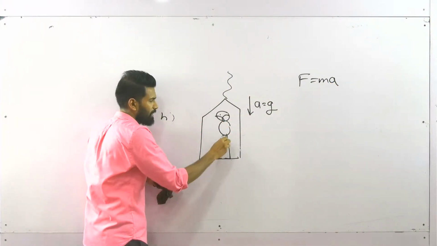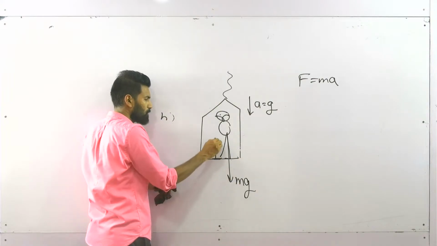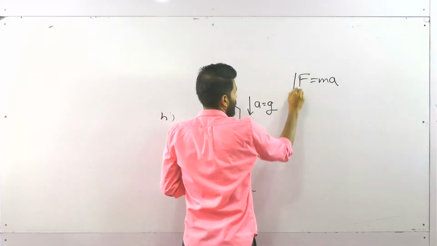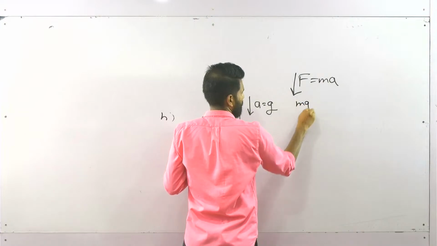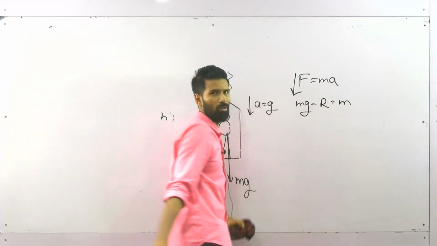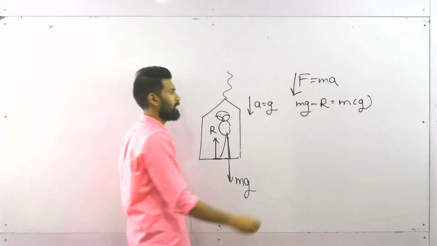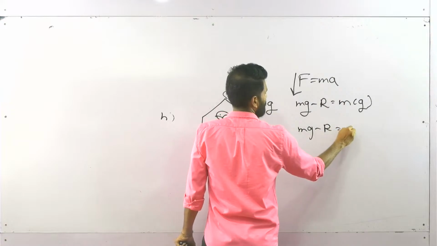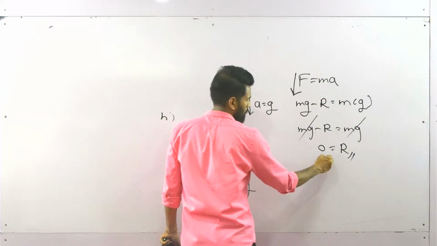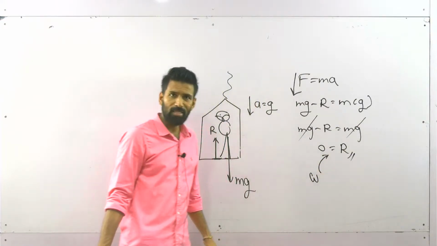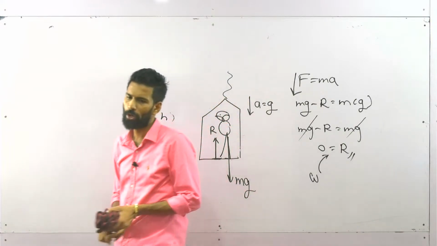The weight is mg. When he touches the ground, there's a normal reaction force acting upon him in the upward direction. Applying F equals ma downward, mg minus R. If he is in a free fall, acceleration is equal to the acceleration of gravity, g. Then mg minus R equals mg. These mg's will cancel out. 0 is equal to R. R will become 0. So R is the force that we feel as the weight. So we will feel weightlessness. You have to know that.